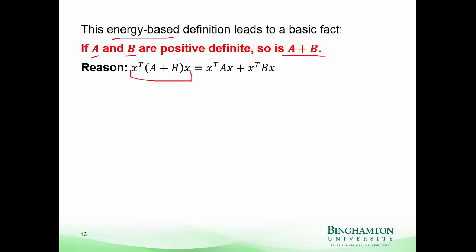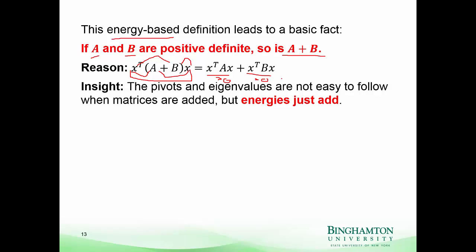We just pass these through. So we pass the x transpose into there and the x into there, x transpose into there, x into there, and we get these two terms. But because they're each individually positive definite, this is greater than 0, this is greater than 0, and so the whole thing must be greater than 0.